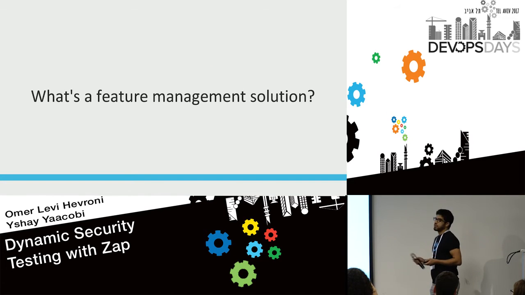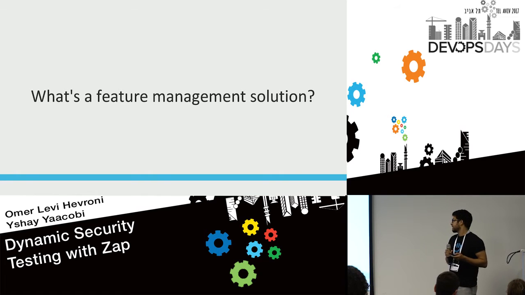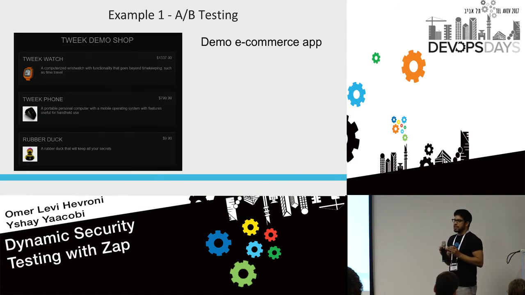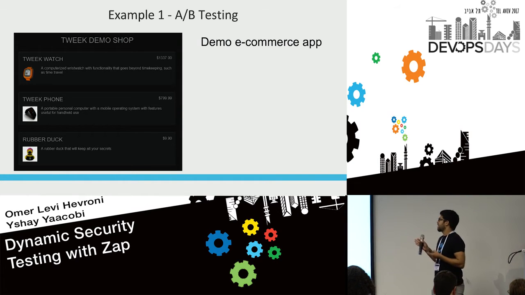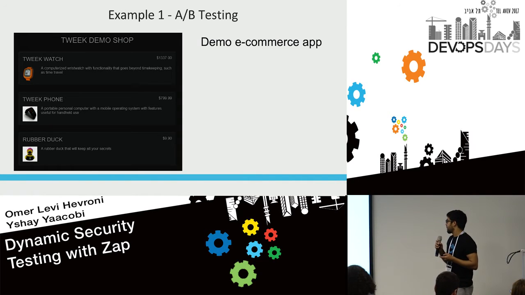Tweek is a feature management solution, and for those of you who are wondering what feature management is, basically a feature management solution allows us to control the behavior of a feature remotely. I'll show it by example. Let's say we have an e-commerce app and we have an item listing page, and we want to create a new design for the app to see if it results in better engagement from our users.